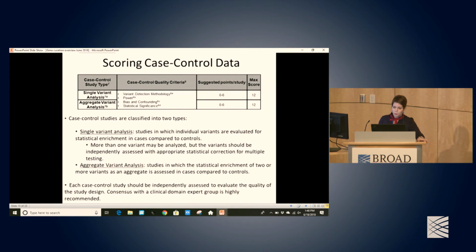We do also consider case control data if it's available. One difference here you'll notice is that we only have a range provided of 0 to 6 points. We don't have that same kind of default that we had for the case level evidence. And this is because, as you know, case control studies, the quality can vary widely. So we really want people to pay careful attention to the quality of a particular study and score accordingly. So things to think about include things such as variant detection methodology, the power of the study, whether or not there are any issues with bias or confounding, and what was reported for the statistical significance within the study.